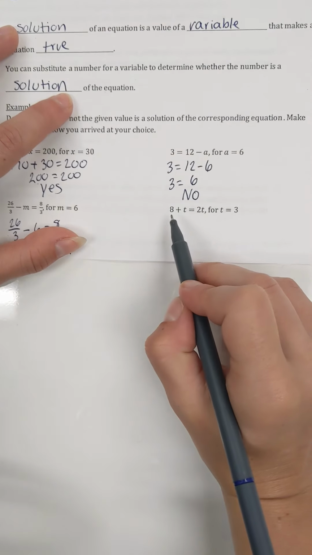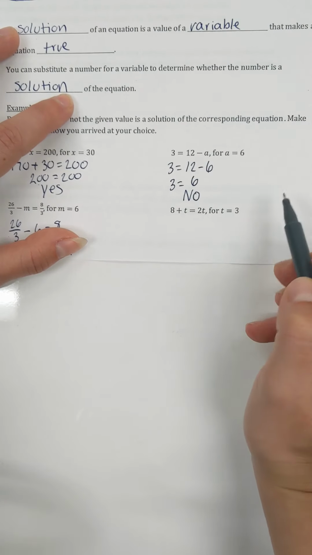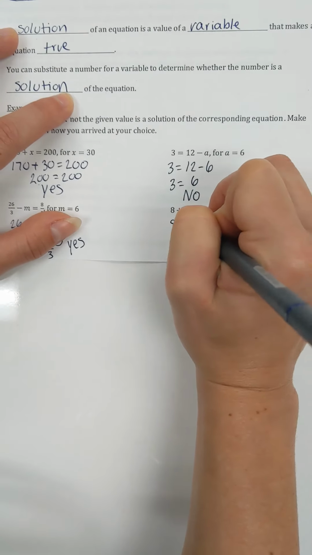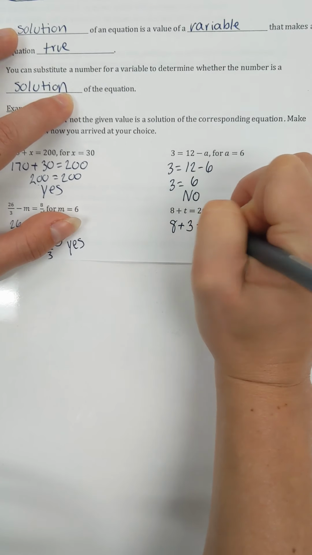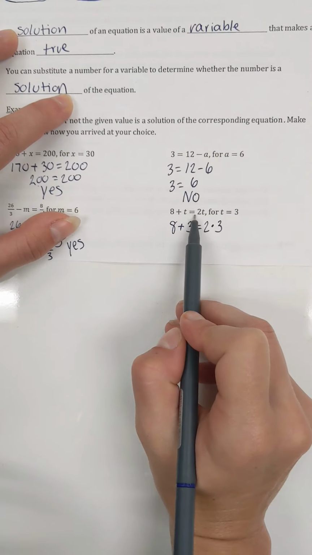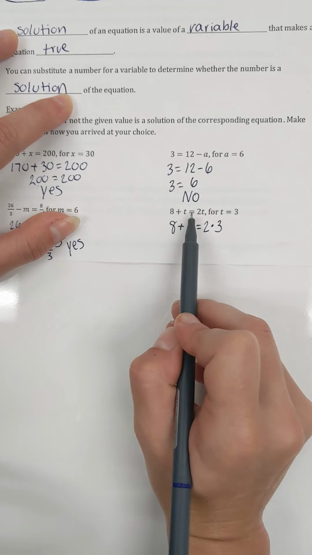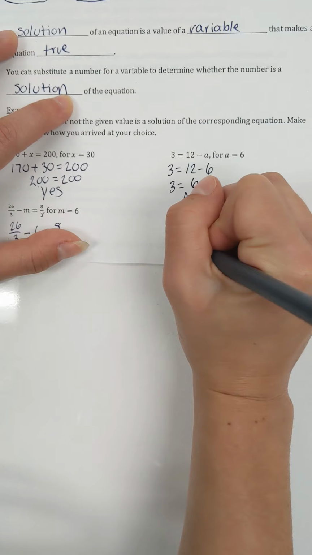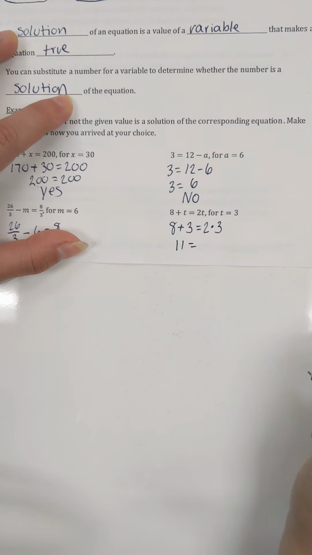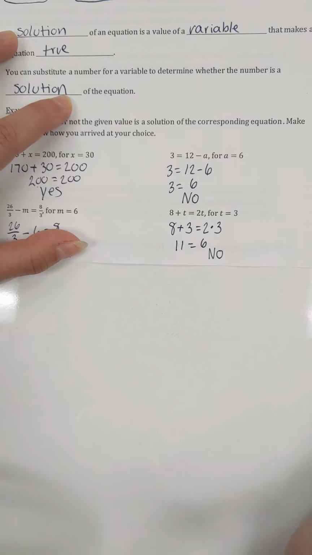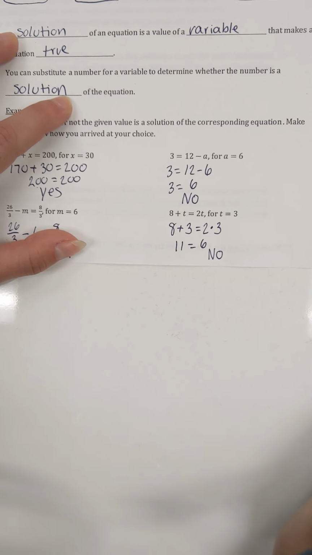And then in your last one, 8 plus t equals 2t. We're going to see if t equals 3 is the solution. So we're going to do 8 plus 3 equaling 2 times 3. Remember, a number right next to a letter is our multiplication. And there were two places we had to plug that value in for t. We had to plug it in over here on the left and over here on the right. And we're going to do both sides. 8 plus 3 is 11. And 2 times 3 is 6. So is t equals 3 the solution? No, it is not. There is some different number that you could plug in for t to make it true.